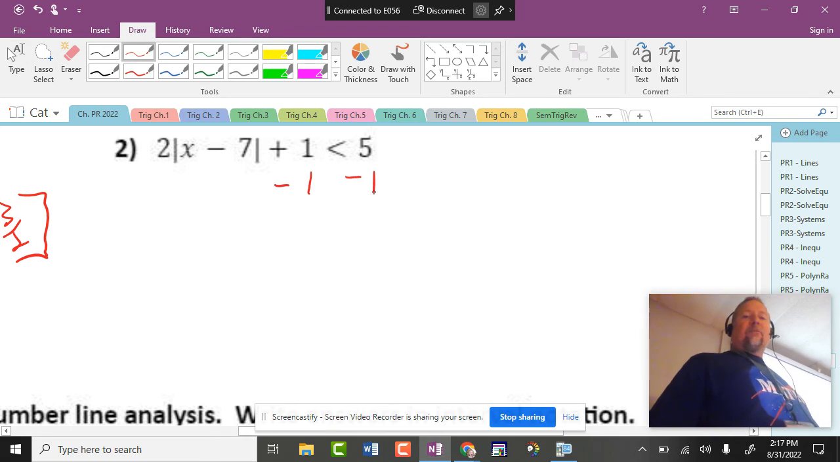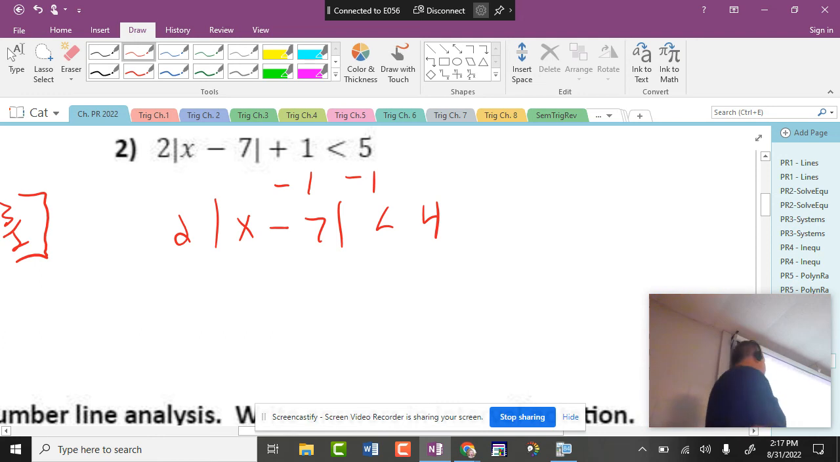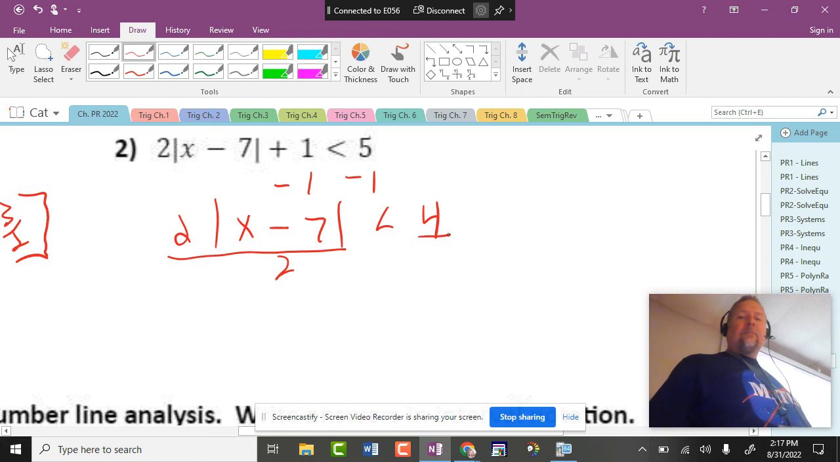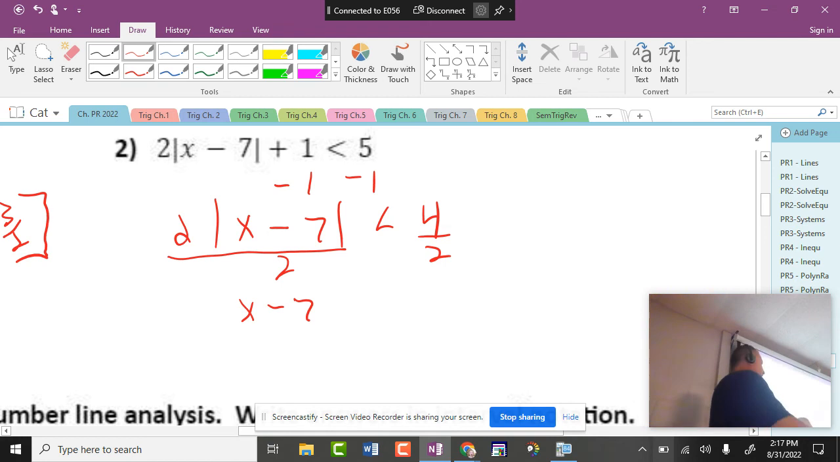Subtract one. So that's why I'm wearing math shirts. Some of them are just comedic, but I just like giving math credit throughout the year. And then divide by 2. So you don't have to worry about flipping an inequality if you divide by a negative, if you just ignore the inequality and do a number line test.